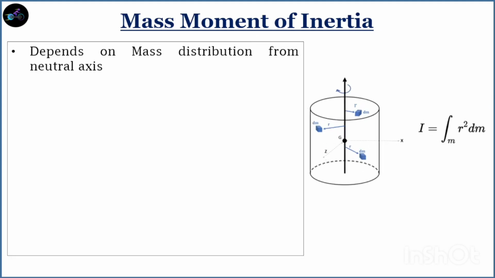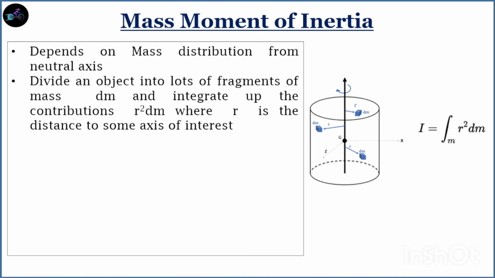Now the mass moment of inertia depends upon the mass distribution from the neutral axis, because since we are talking about a rotation, there is a neutral axis over which the mass is distributed. So what we actually do is we divide the object into small fragments of mass dm, and we integrate up to the contribution of r square dm, where r is the distance of that particular small dm from the axis of rotation.